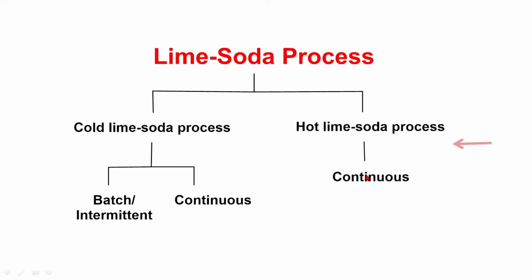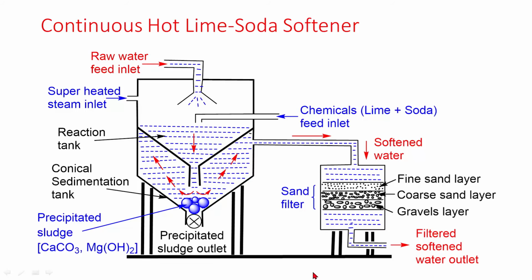Now we will discuss the hot lime soda process, which is a continuous method. This diagram is of a continuous hot lime soda softener. So raw water, superheated steam and chemicals are allowed to react and the sludge settles down. The water rises up and it is allowed to pass through the sand filter and we get a continuous supply of softened water.